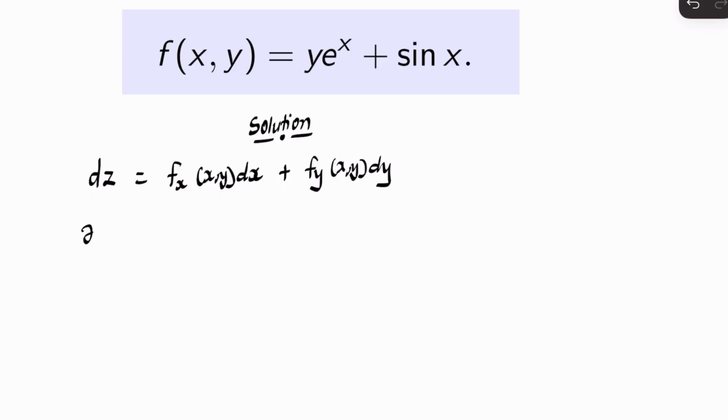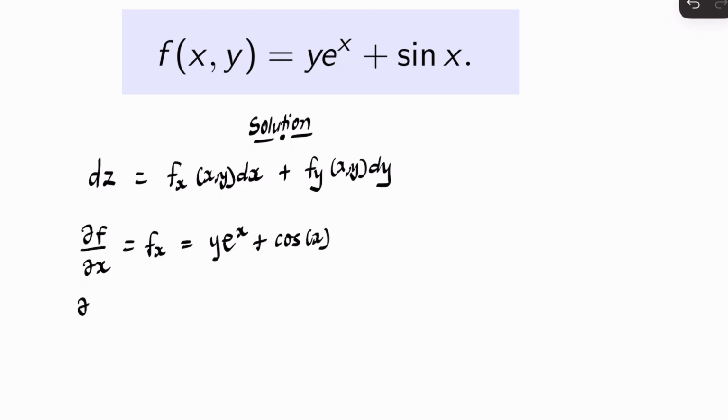Now partial of f with respect to x: we have to differentiate this with respect to x. So we are going to treat all y as constants, right? Here we have y e to the x, so we just have to differentiate e to the x. Differentiating e to the x is just e to the x, so we are going to have y e to the x. Then we differentiate the second term. When you differentiate sine of x, we are going to have cosine of x. So that's going to give us plus cosine of x.